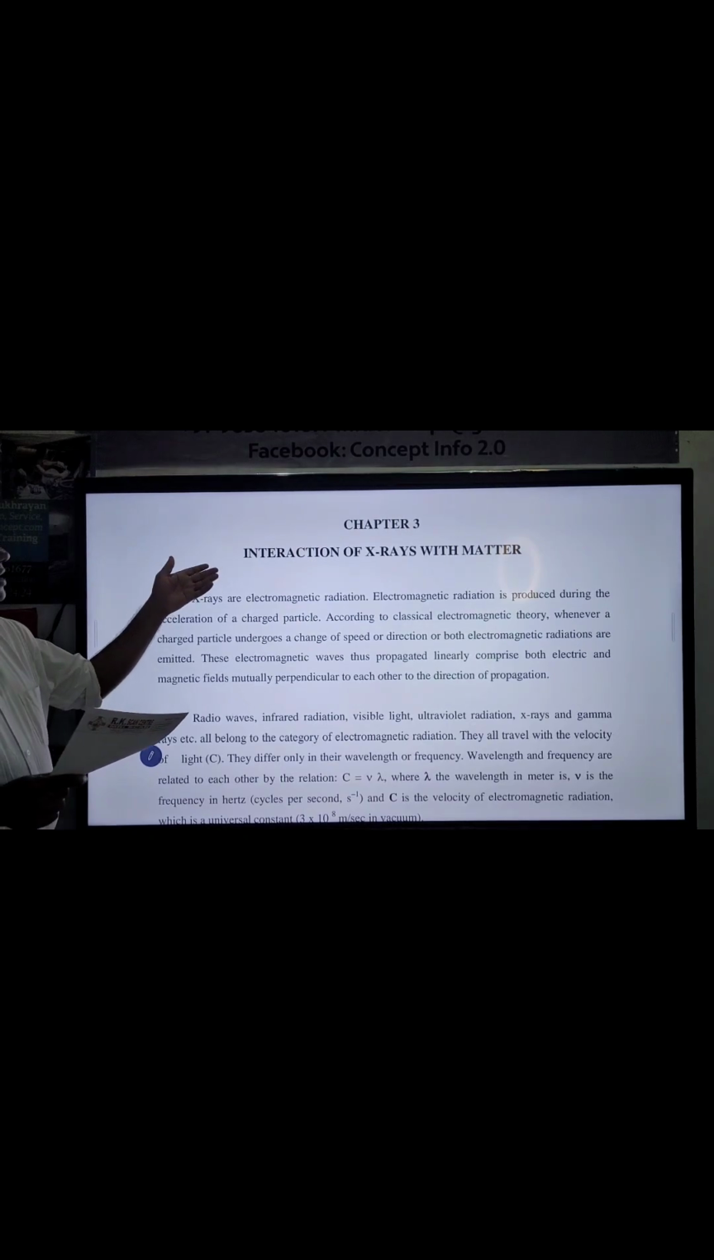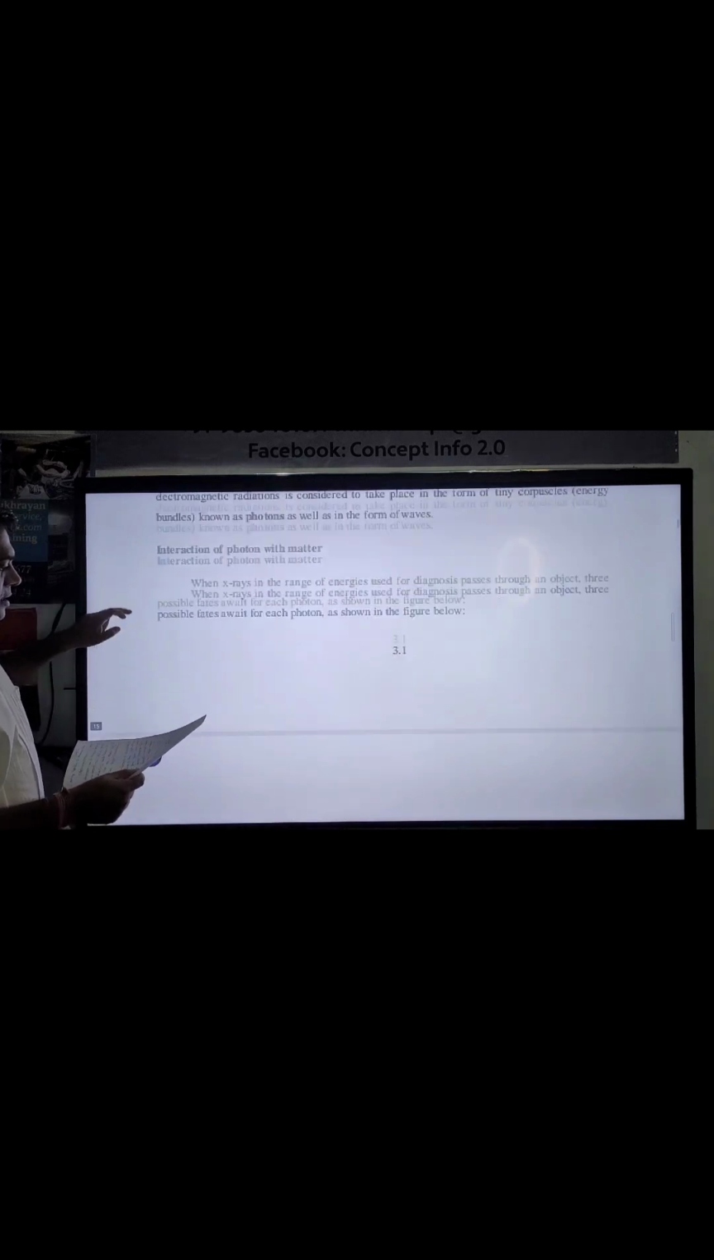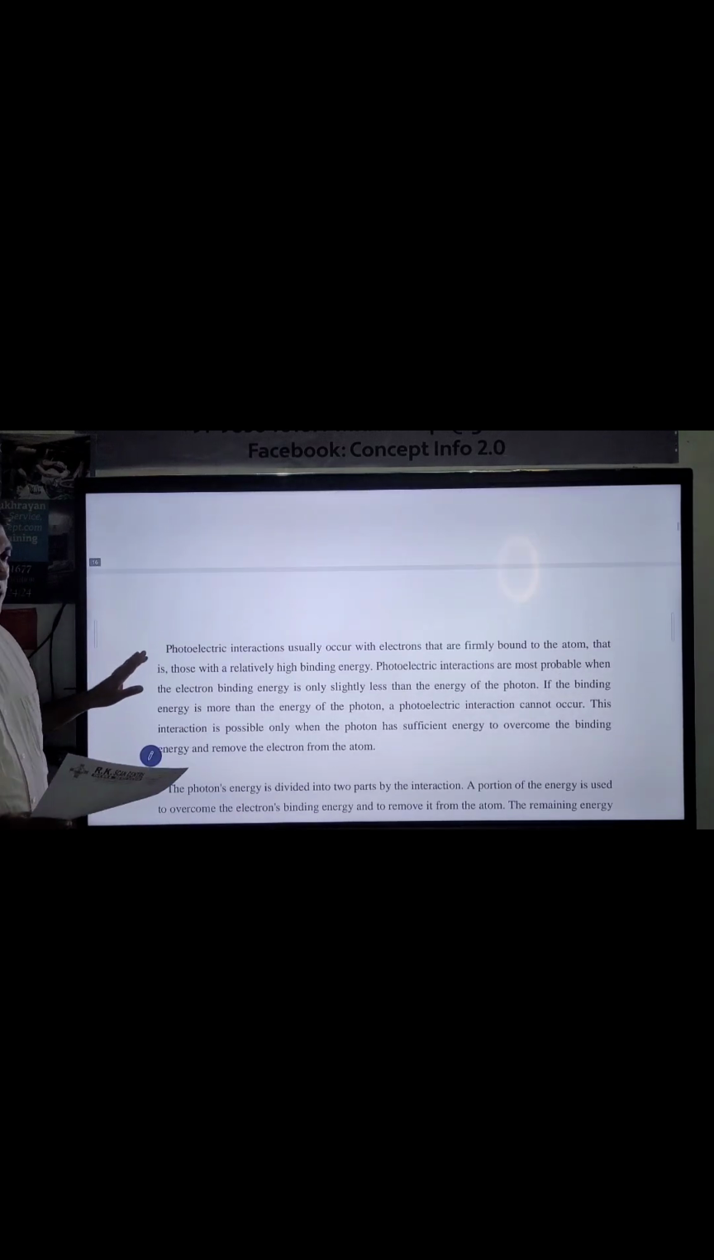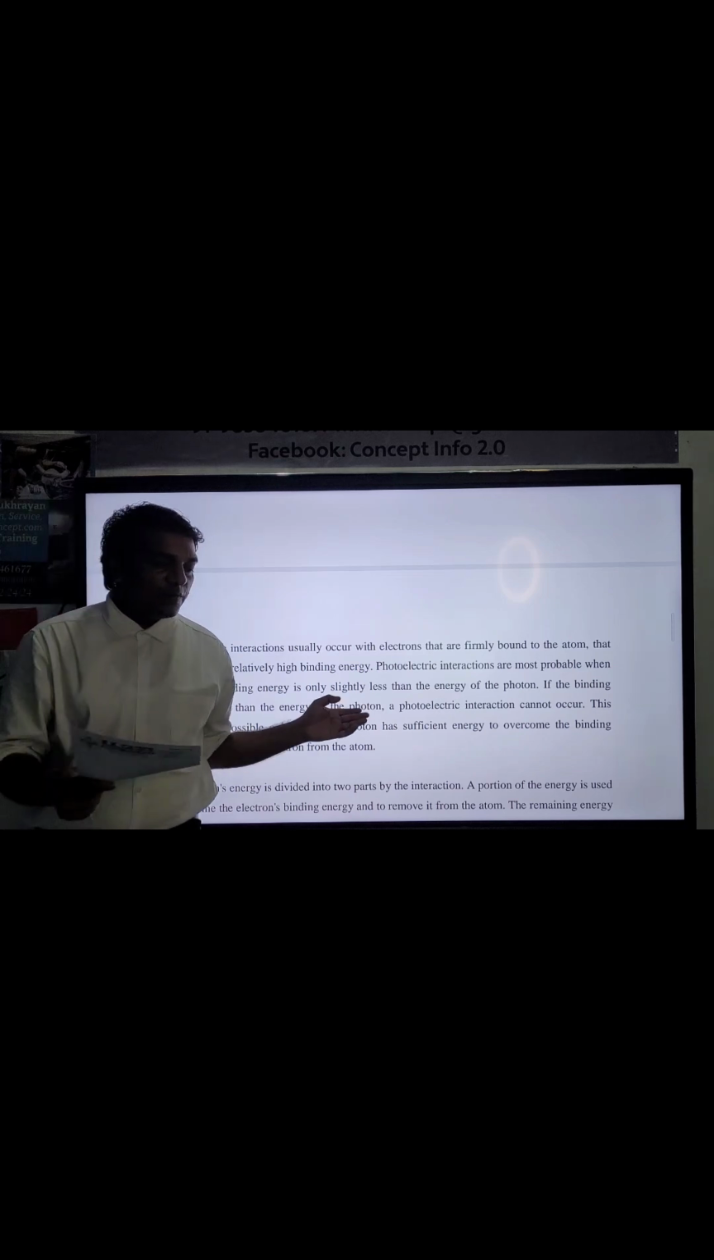And I also will describe the interaction of X-ray with matter, and I will describe this formula, Planck, and then penetration and scattering. I will describe this complete file, and I also will give one format for QA.